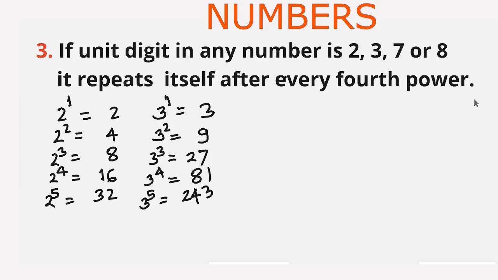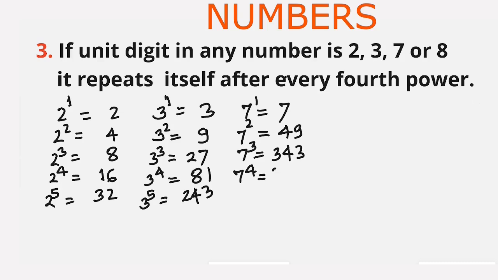Now we see it for 7. 7 to the power 1 is 7. 7 to the power 2 is 49. 7 to the power 3 is 343. 7 to the power 4 is 2401. And 7 to the power 5 is 16,807. So again, at 7 to the power 1 it is 7, and at 7 to the power 5 it is 7. The ones place or unit digit is 7. So it repeats after every fourth power.